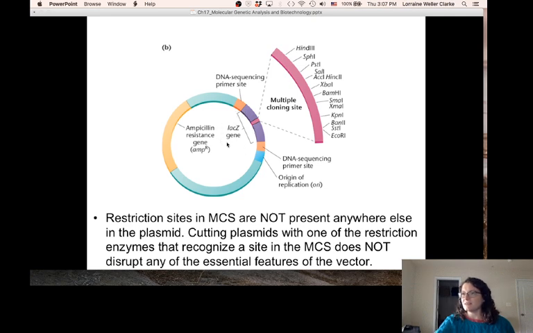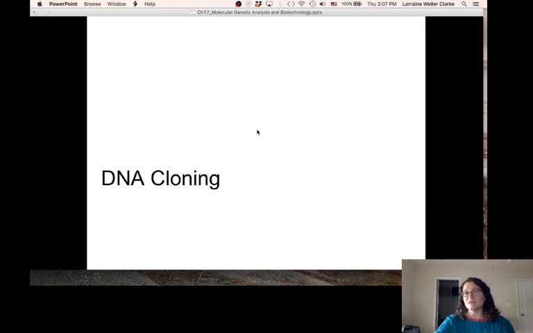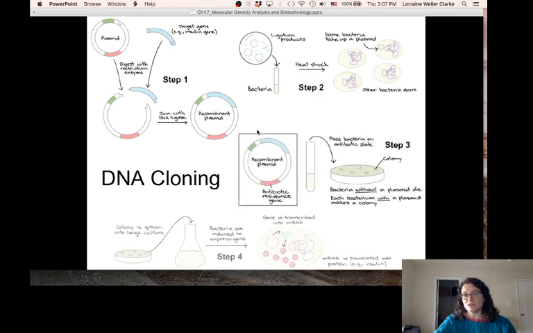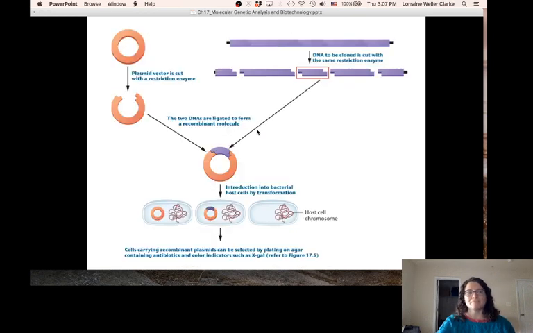The next piece here is to figure out whether or not you've been successful in creating not just one that has the plasmid, but did it pick up a recombinant plasmid, or do some of the plasmids fail at picking up the gene of interest, the target gene. Again, we have the plasmid vector cut with a restriction enzyme. DNA to be cloned is cut with the same restriction enzyme. They stick together at the right spot.